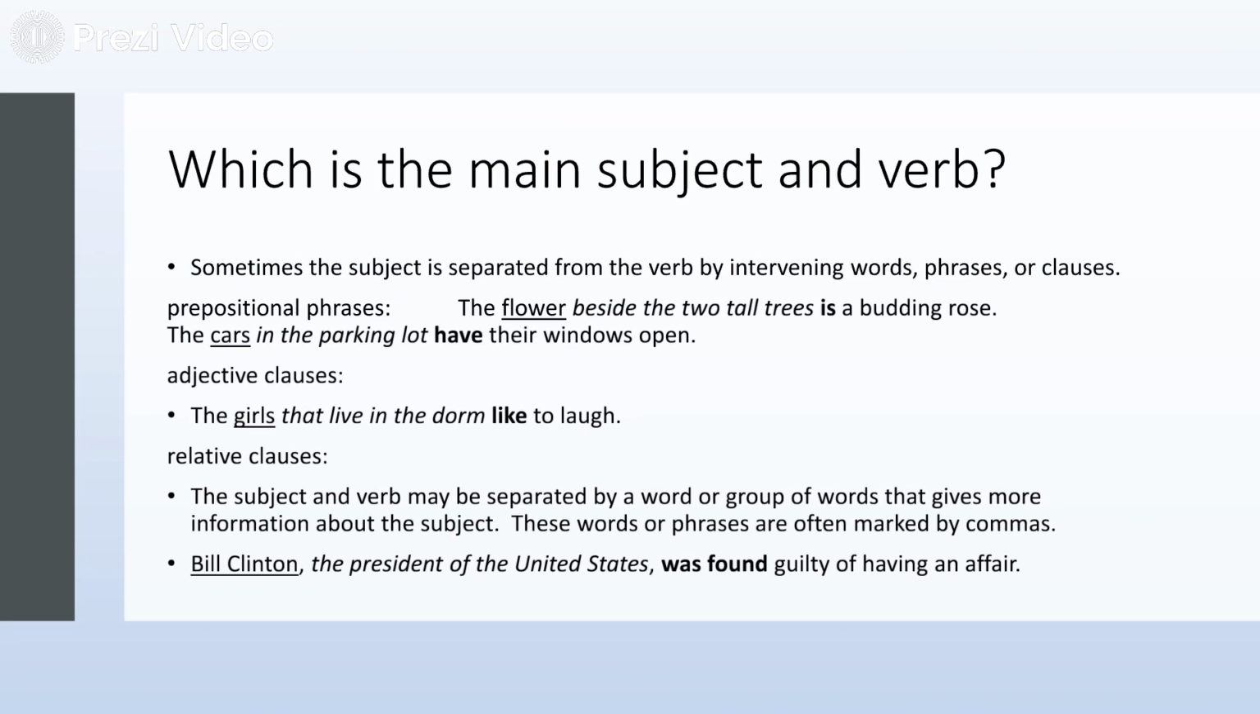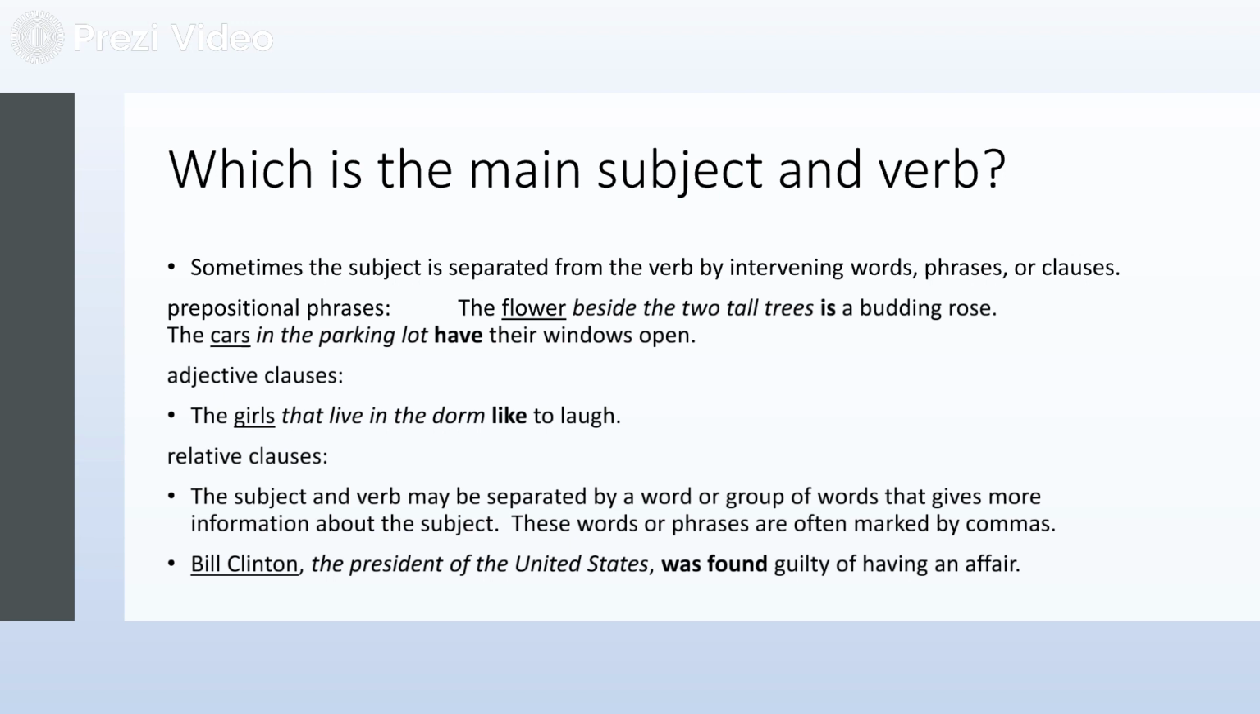Which is the main subject and verb? Sometimes the subject is separated from the verb by intervening words, phrases, or clauses. So a prepositional phrase is like beside the two tall trees. So with a subject in that sentence, the flower beside the two tall trees, the flower is my subject. Now we can ignore the prepositional phrase beside the two tall trees.